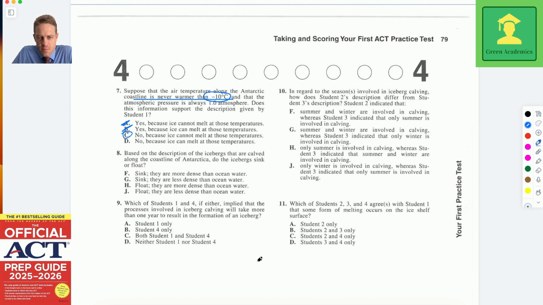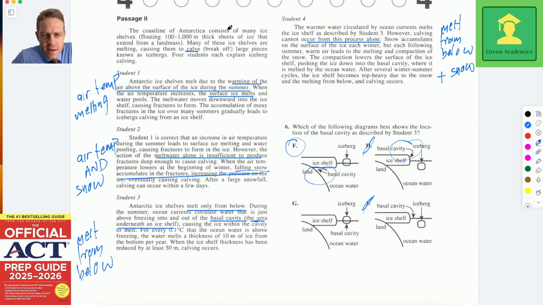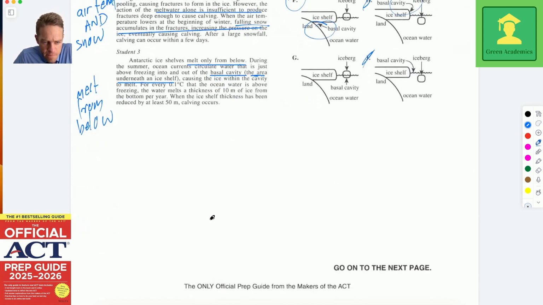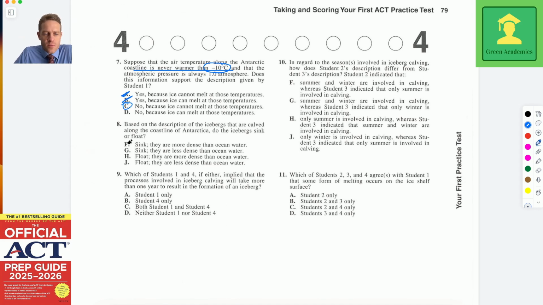Based on the description of the icebergs that are calved along the coastline of Antarctica, do the icebergs sink or float? Interesting. Well, we know that icebergs float, but where does it say that? Thick sheets of ice that extend from a landmass cause them to calve. Yeah, it shows. Sink. They are more dense than ocean. Oh, well, of course we know that they float. And things that float in general are less dense than ocean water.